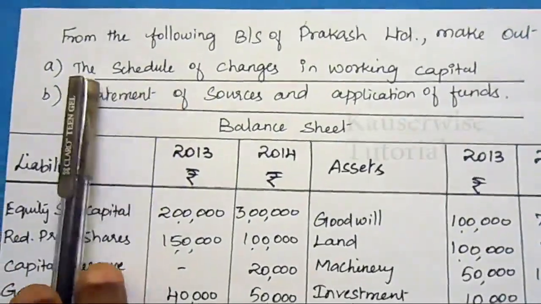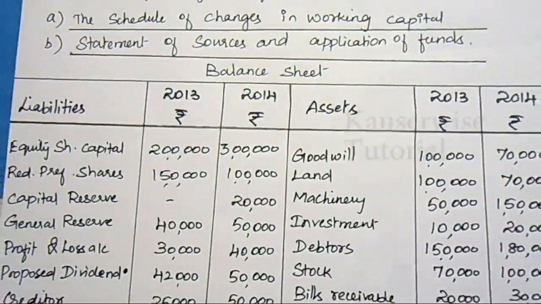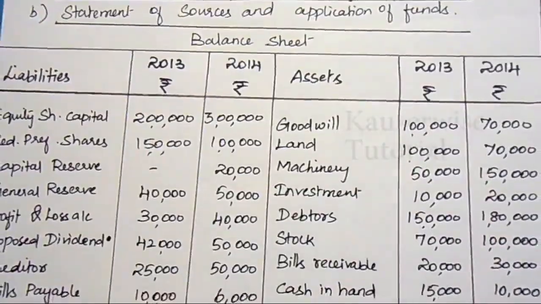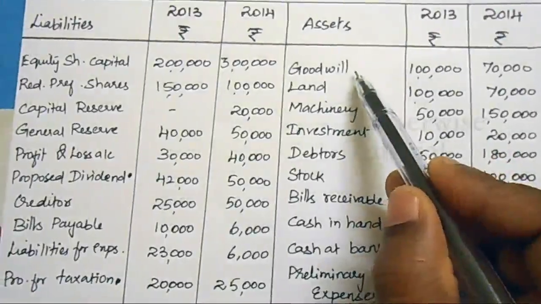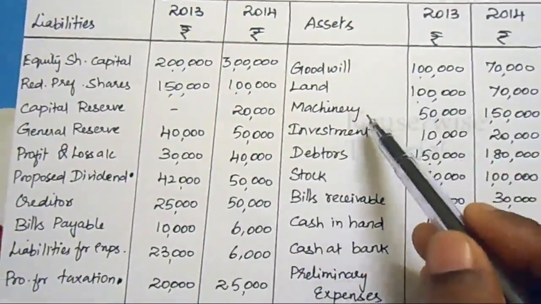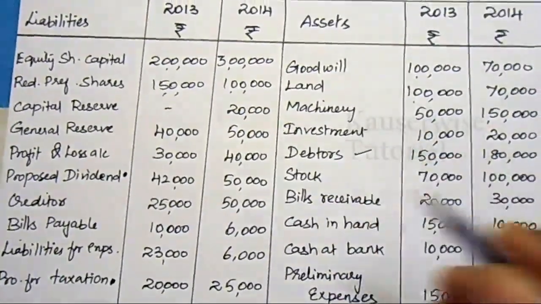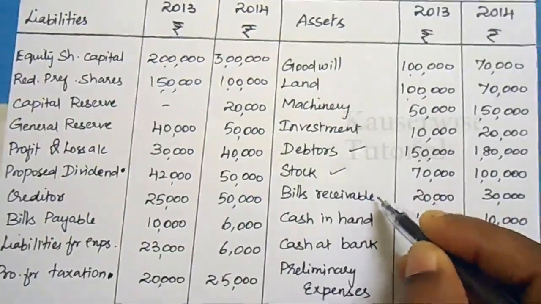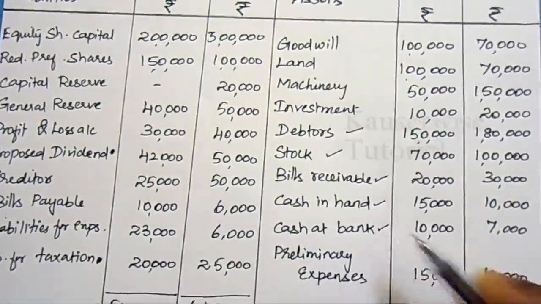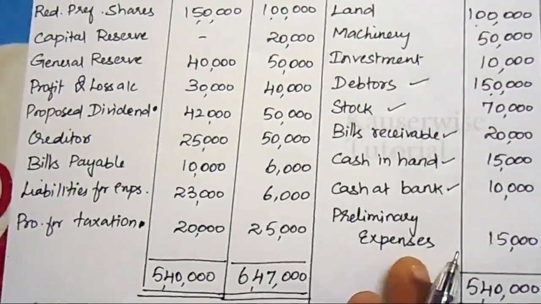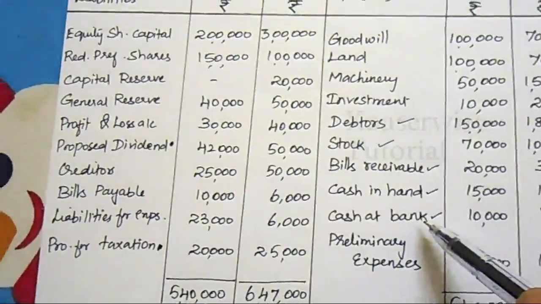Let us see the first one, schedule of changes in working capital. The schedule of changes in working capital deals with only current assets and current liabilities. Just mark what are the current assets given in the balance sheet. Goodwill is a non-current asset, land also non-current asset, machinery non-current, investment non-current, debtors current asset, stock current asset, bills receivable current asset, cash in hand current asset, cash at bank also current asset, preliminary expenses, it's a non-current asset. Okay, so these are the current assets we need to record in the schedule of changes in working capital.